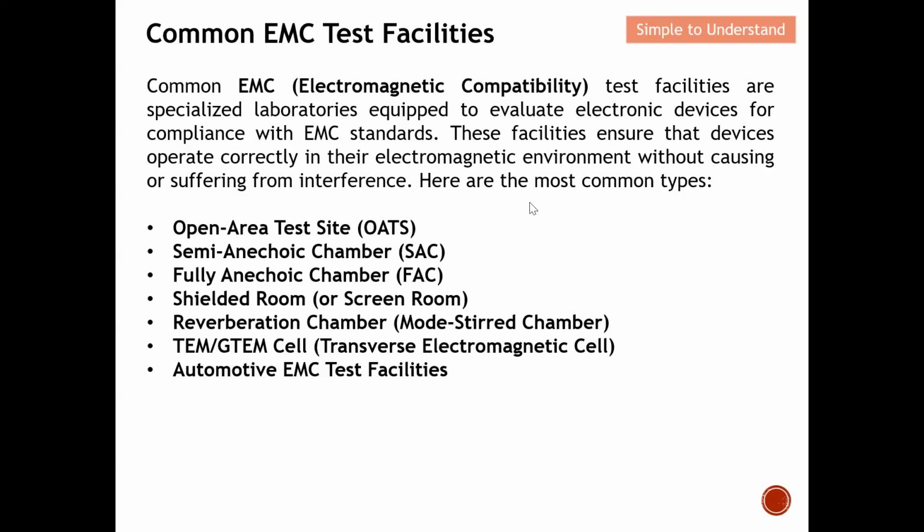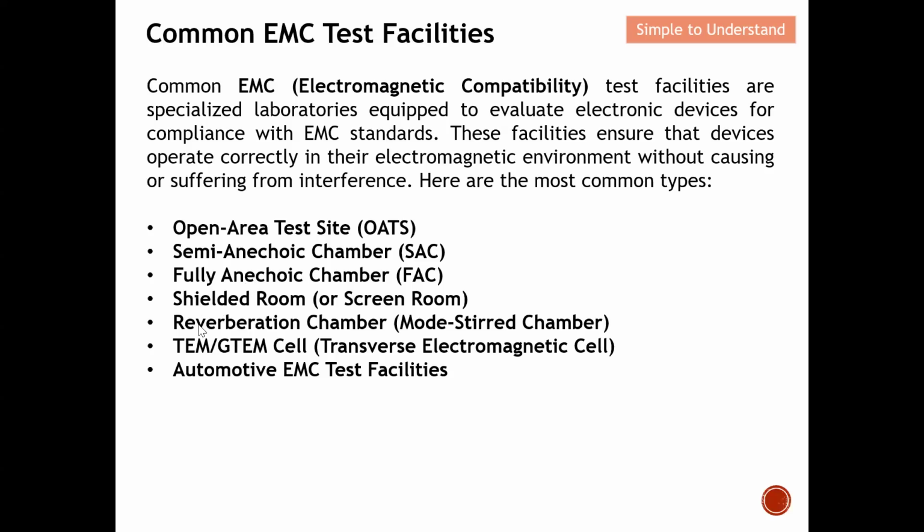And here are the most common types of EMC test facilities. The first one will be the open area test site. Second, I will do a quick comparison between the semi and fully anechoic chamber, and which one we will use for different use cases. Next, the shielded room is less stringent as compared to the anechoic chamber. Basically, in it we can do conducted emission and maybe conducted immunity, and also ESD, etc. All this can be done in the shielded room.